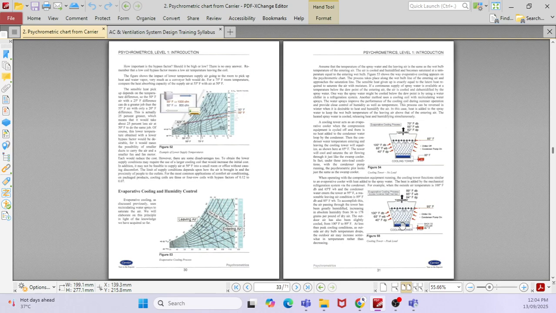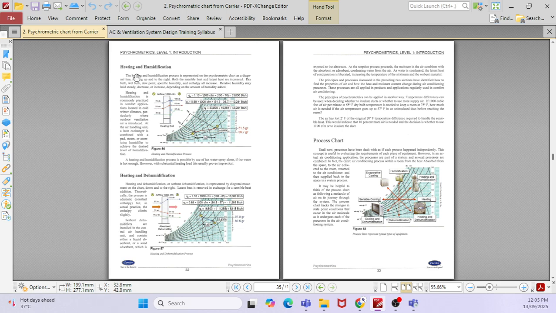Evaporative cooling and humidity control, how to calculate. Cooling tower calculations: evaporation is used for the cooling tower. And see the calculation for heating and humidification. There is an example here. You can do the calculations. Heating and dehumidification, there is a calculation sample.